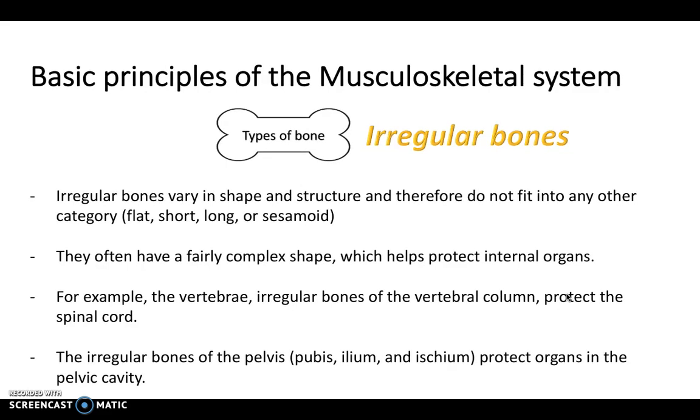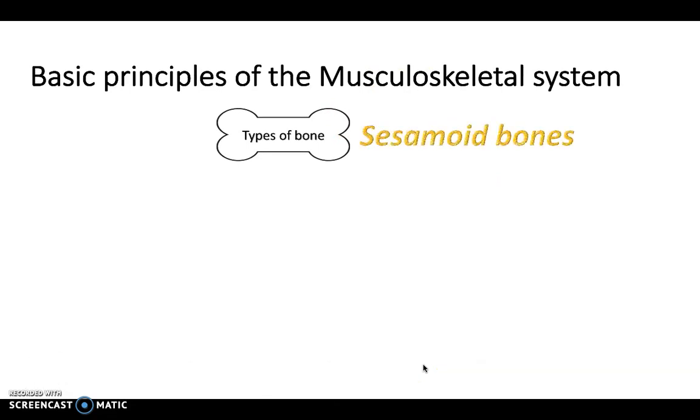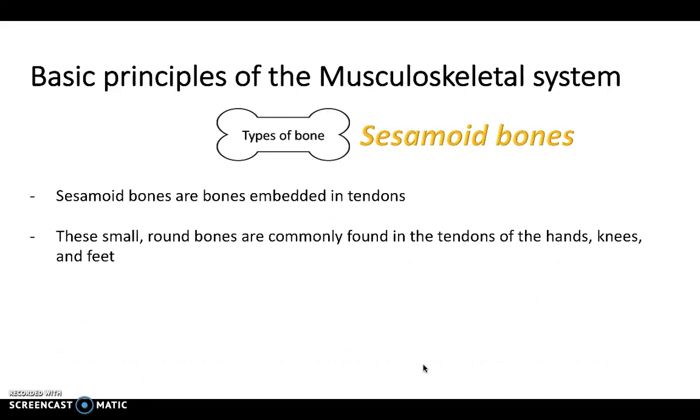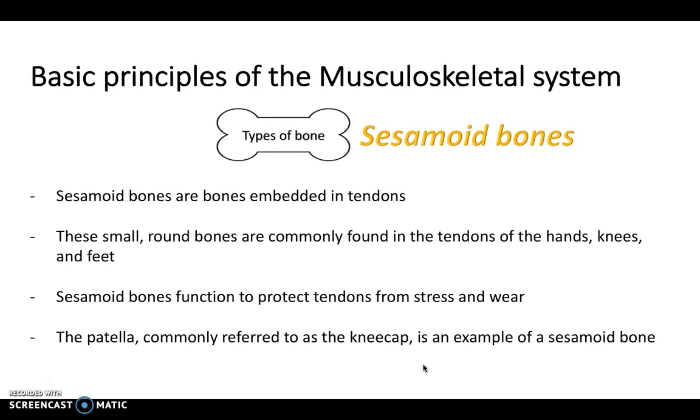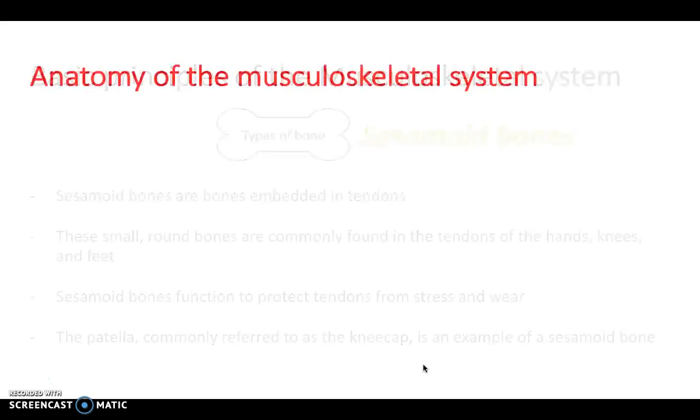And the irregular bones of the pelvis also don't fall into that category because they protect the organs in the pelvic cavity, but as you know, the pubis, ilium and ischium are all quite abnormally shaped bones. Lastly, we have sesamoid bones. These are bones embedded in tendons. They're small, round bones, commonly found in the tendons of the hands, knees, and feet, and they function to protect the tendons from stress and wear.